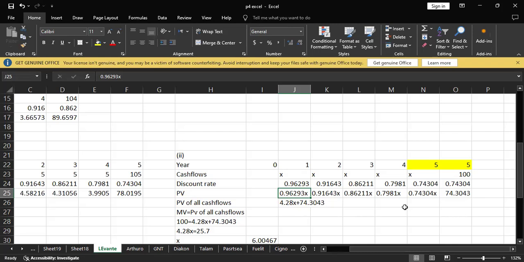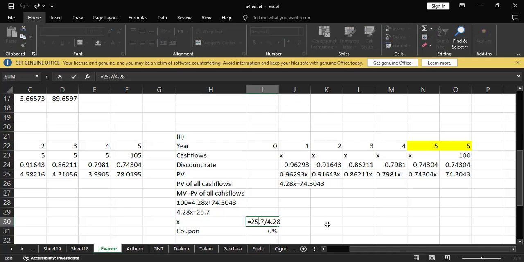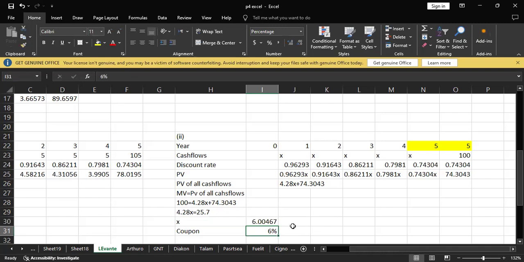Now guys, you know that the present value of all the cash flows is equal to the market value. We are saying in this question that the bond will trade at par value. So the bond market value is equal to par value, that will be 100. So the equation will be 100 equals 4.28X plus this one. So 100 minus 74.3043 is coming as 25.7. And if you want to find the X value, it will come as 25.7 divided by 4.28. So your coupon will come as 6%.